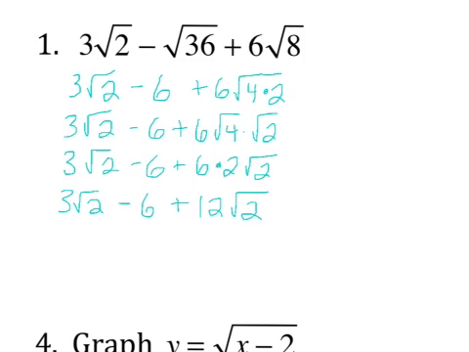So now we see that we have a 3 root 2 and a 12 root 2, and we can add those together. 3 plus 12 is 15, and the root 2 just stays because it's the last name. And then we still have the minus 6, but that's not a like term, so our final answer is 15 root 2 minus 6.